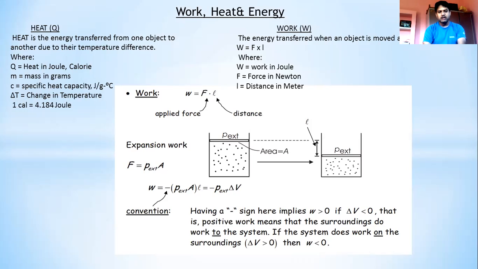This portion is clear. Now we can write the expansion work as W equals minus P external into A into L, as force equals pressure into area. As we know, force per unit area equals pressure, so force equals pressure exerted into area. So work done W equals P external into A into L. Here the negative sign is there because the direction of force and the direction of displacement are in reverse directions. That means theta equals 180 degrees. That's why the negative sign is there.